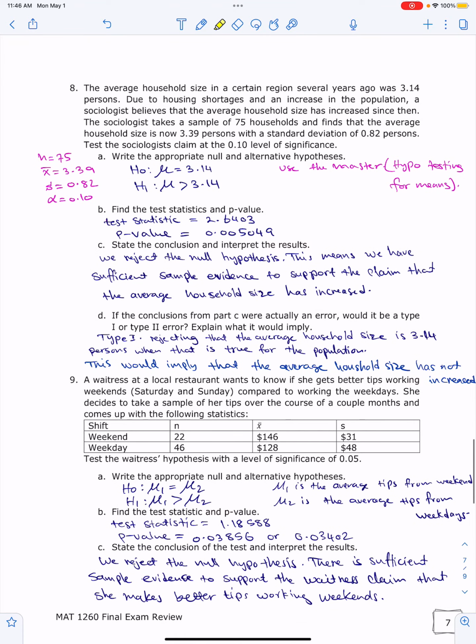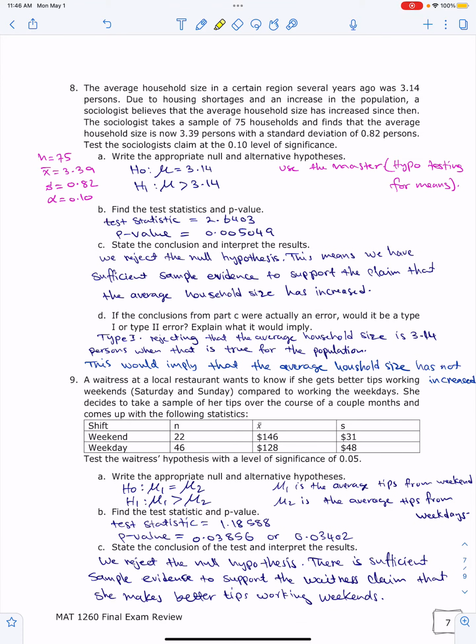The average household size in a certain region several years ago was 3.14 persons due to housing shortages and an increase in population. A sociologist believes that the average household size has increased since then. The sociologist takes a sample of 75 households and finds that the average household size is now 3.39 persons with a standard deviation of 0.82 persons.